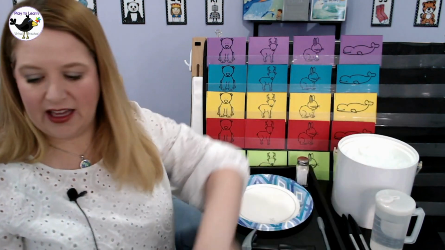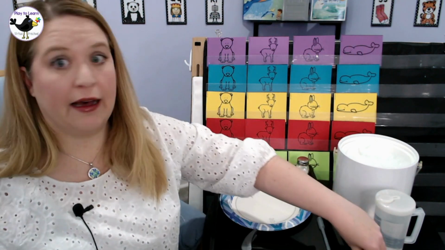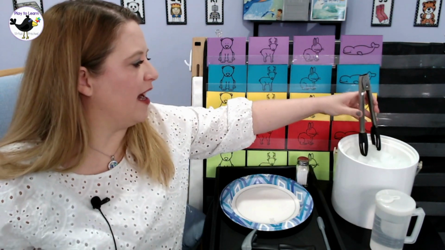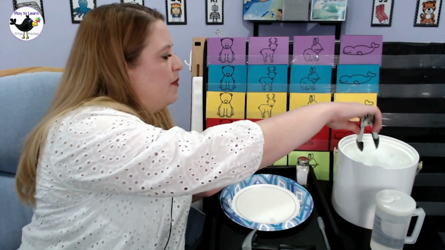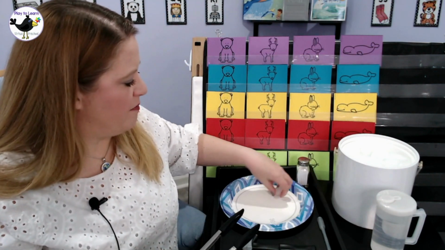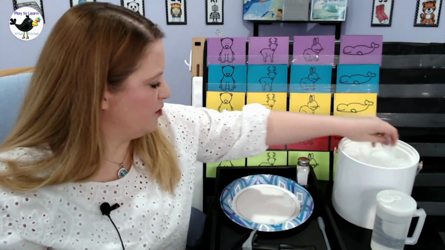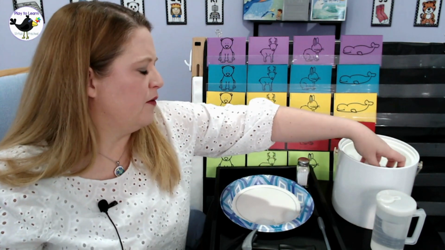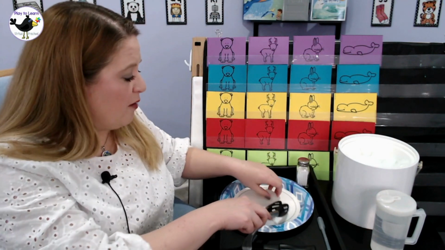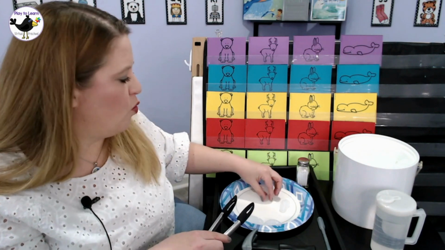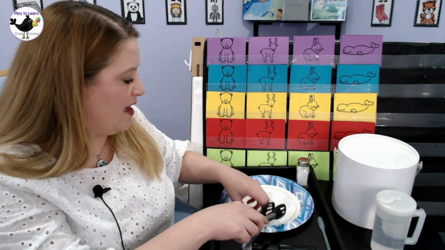So what I have here is some ice cubes. So I'm going to take some ice cubes out. Oh, my ice cubes are all melted together. And I'm going to put them on a plate or a tray. You can do it however you have it at home, or a bowl, whatever you have at home. And we're going to try to figure out what is the fastest way to melt the ice.